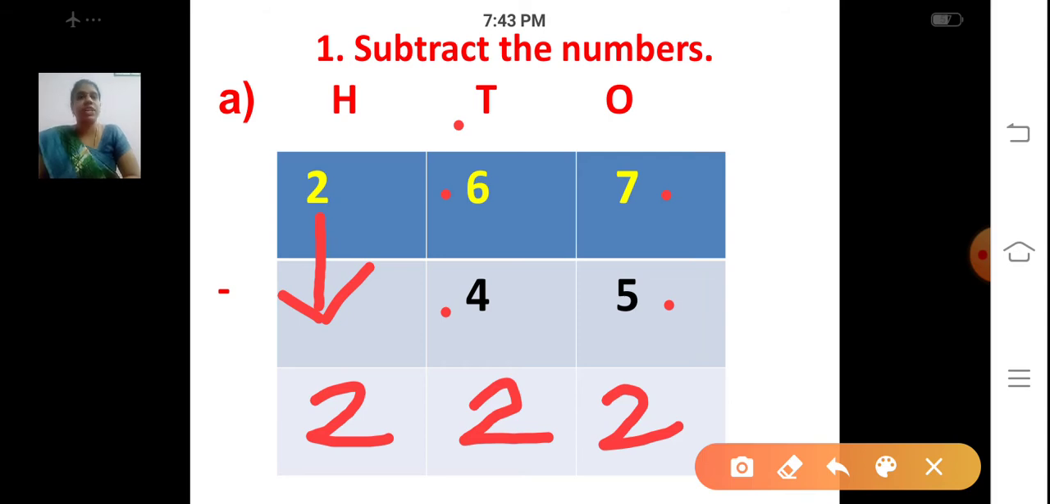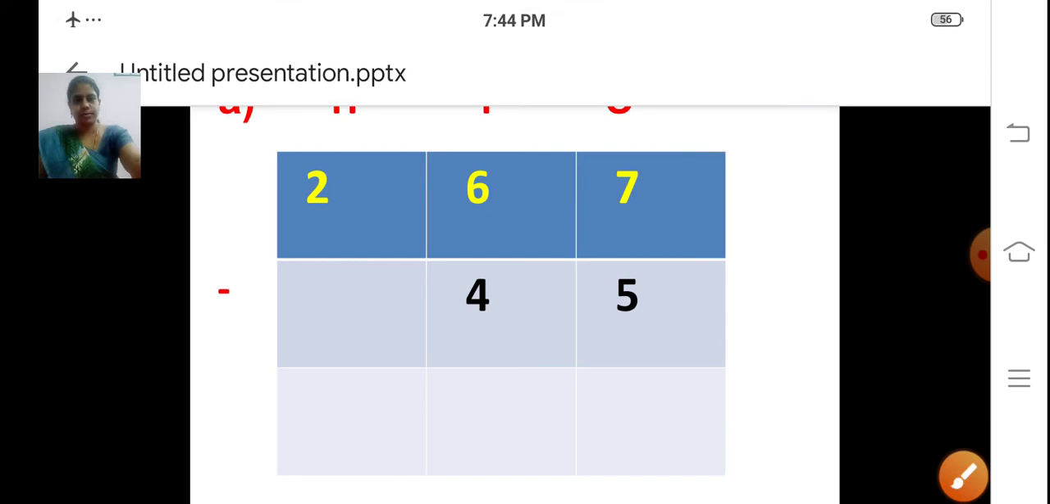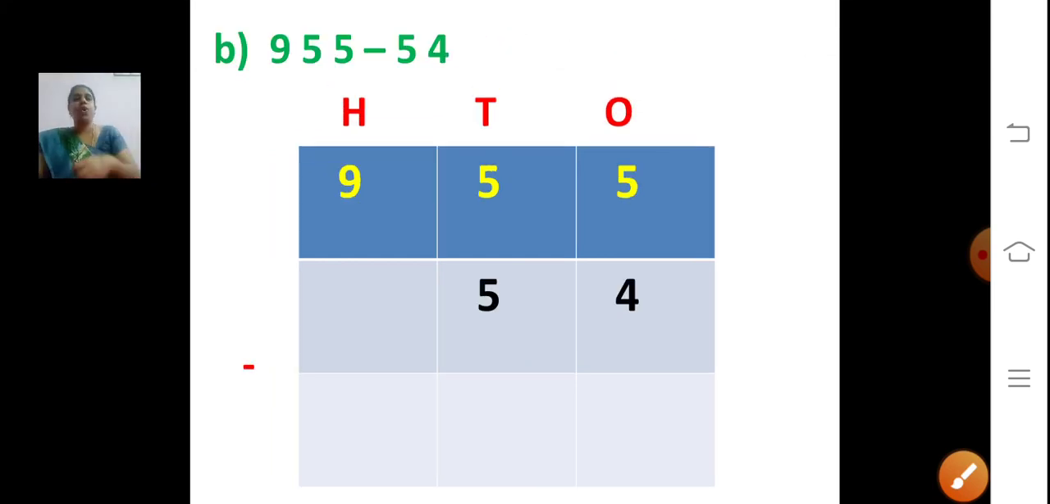I'll repeat it. First we have to subtract the ones, then the tens, and finally the hundreds. So 7 minus 5 is 2. 6 minus 4 is 2. Again bring down the 2. Answer is 222. Let's move on to the next sum.